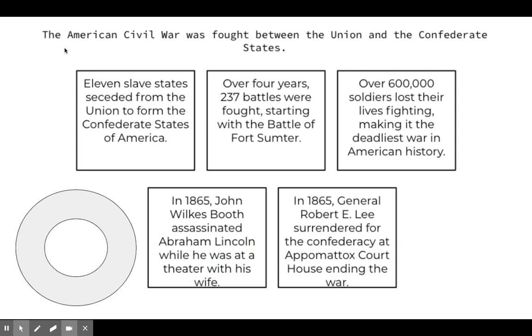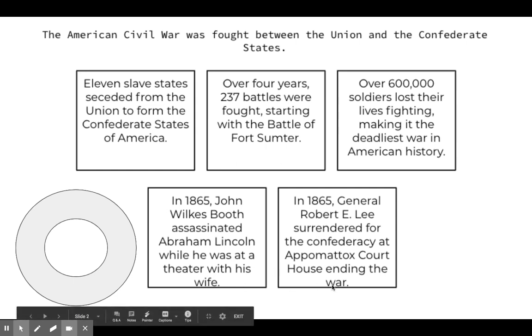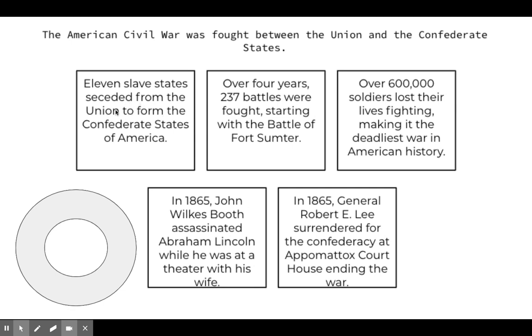This first one, what you're going to do is you're going to read the topic sentence up on top. The American Civil War was fought between the Union and the Confederate States. So then I'm going to read each of the 5 sentences in the box. 11 slave states seceded from the Union to form the Confederate States of America. Over 4 years, 237 battles were fought, starting with the Battle of Fort Sumter.